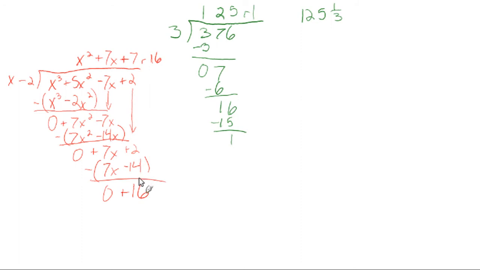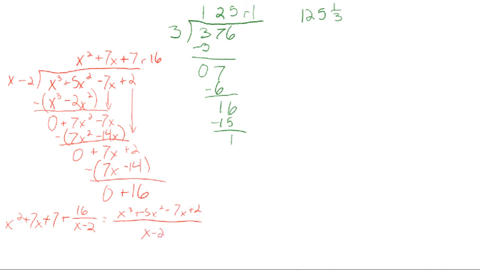Okay. And what that really means is the same thing it meant with the numbers. What we get when we divide this by that is x squared plus 7x plus 7 plus, remember that in the number problem, 1 still needs to be divided by 3, 16 still needs to be divided by x minus 2. Okay? So x squared plus 7x plus 7 plus 16 over x minus 2 is what you get when you divide this by this. It's equal to this, x cubed plus 5x squared minus 7x plus 2 divided by x minus 2.